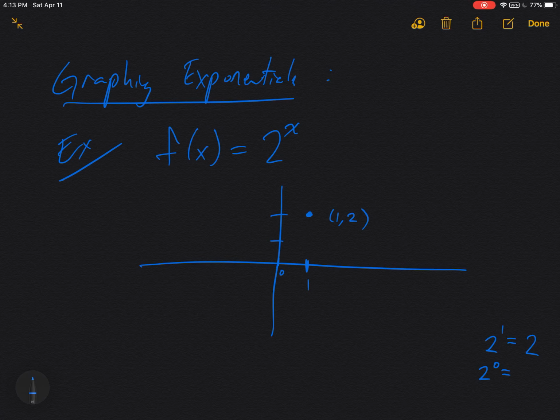I could plug in an x value of 0. If I plug in an x value of 0, I would get 2 to the 0th power. Remember that anything to the 0th power is just 1. So (0, 1) should also live on this graph. We can plug in negative values as well. So this would be 2 to the negative first power. That would be 1/2. So that gets us a third point. And in general, if we continued doing this, we would end up getting a graph that's roughly shaped like that.